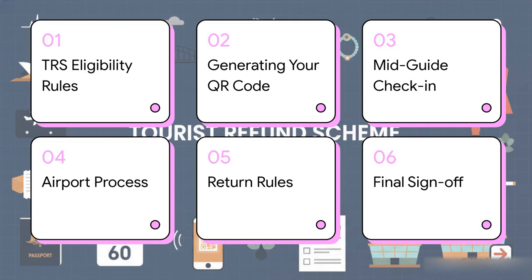All right, here is our game plan for today. 1. TRS eligibility rules. 2. Generating your QR code. 3. A quick mid-guide check-in. 4. Airport process and restrictions. 5. Returning to Australia rules. And 6. Our final sign-off. Let's get into it.